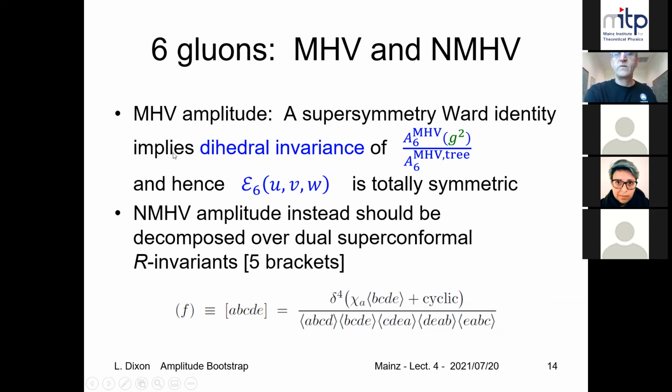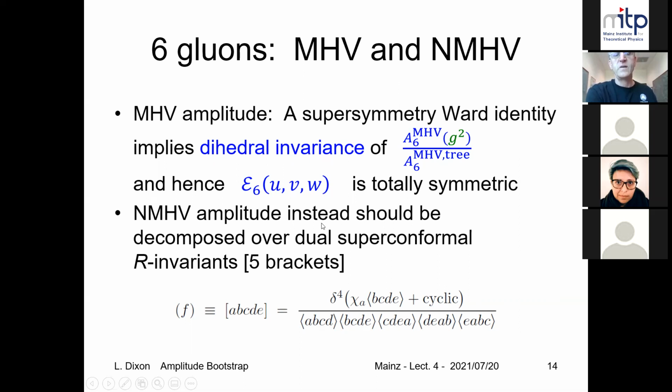That Ward identity, which says that the amplitude divided by this spinor bracket ij to the fourth has no knowledge of where i and j are, implies a dihedral invariance of the amplitude when normalized by the tree. And in fact, this quantity is closely related to E, a transcendental function. And this dihedral invariance implies that E6 of u, v, and w for the MHV amplitude is totally symmetric.